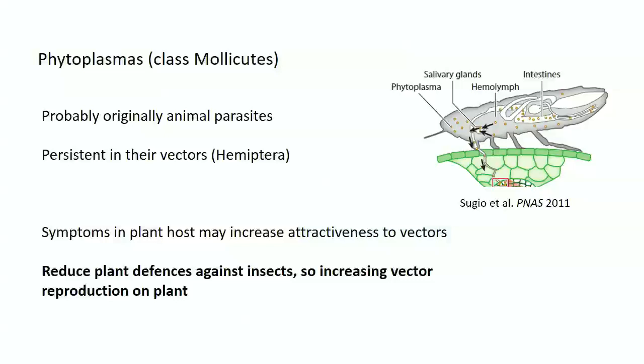Also, phytoplasmas are known, along with some plant viruses, to reduce the plant defenses against insects. They specifically seem to downregulate certain defenses, which increases the vector reproduction on the plant. This is what I'm going to show you in this particular system. And it seems to be a common theme in viruses and phytoplasmas that have a more intimate association with the insect.